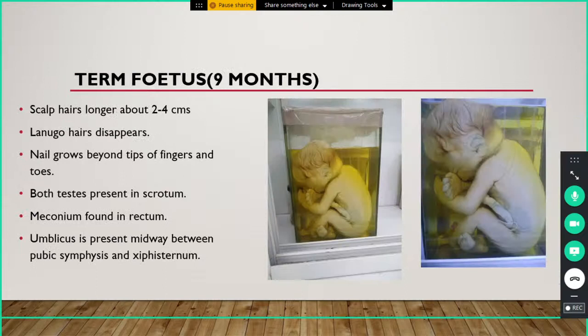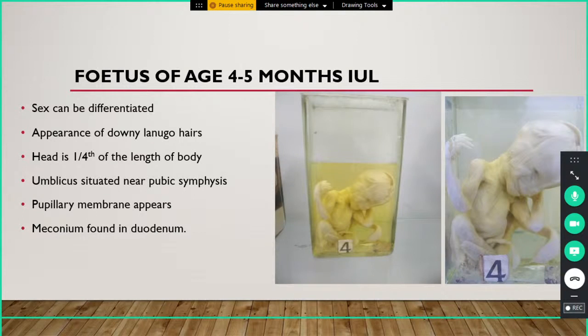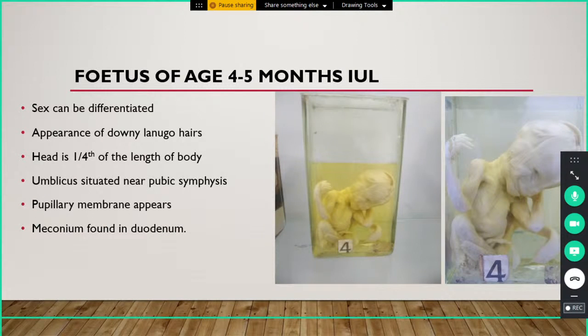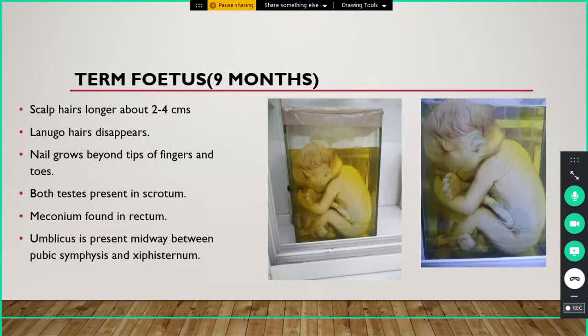Now I'll show you the difference in the term fetus. Here the scalp hairs have grown longer, about 2 to 4 centimeters. The lanugo hairs disappear. Nails grow beyond the tips of fingers and toes. In case of a male child, both the testes will be present in scrotum. Meconium, which was in duodenum at 4 to 5 months, will reach up to rectum. Umbilicus, which was near the pubic symphysis, now comes upwards, and is present midway between pubic symphysis and xiphisternum.